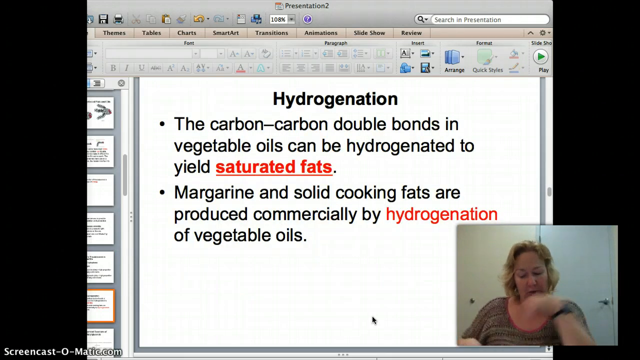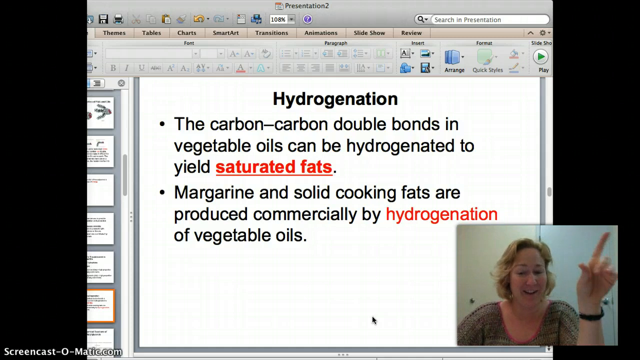Hydrogenation. So skip some stuff. Oh no, we're not skipping stuff. We're going right to hydrogenation. Hold on to the skipping because we're doing hydrogenation. Okay, I forgot about that. That was right next.